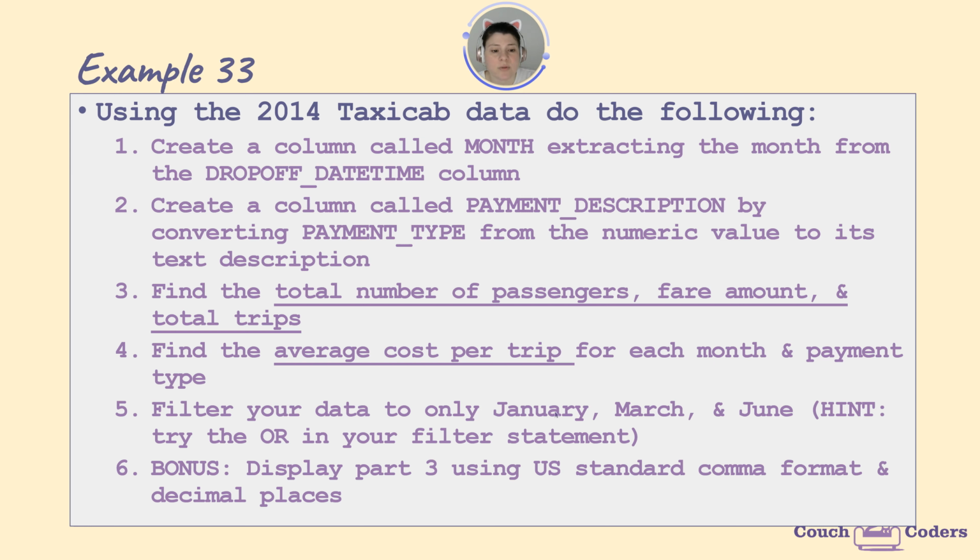Part 5, filter your data to only January, March, and June. And so I have a hint in here. Hint, try the or in your filter statement. And for a bonus, if you can, display part 3 using US standard comma format and decimal places. And I didn't put this, but go ahead and put it for part 4 as well. Go ahead, pause the video. When you're ready, we'll come back and I'll show you how I tackled these problems.